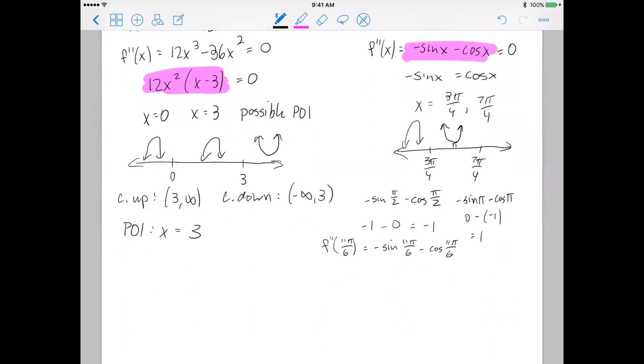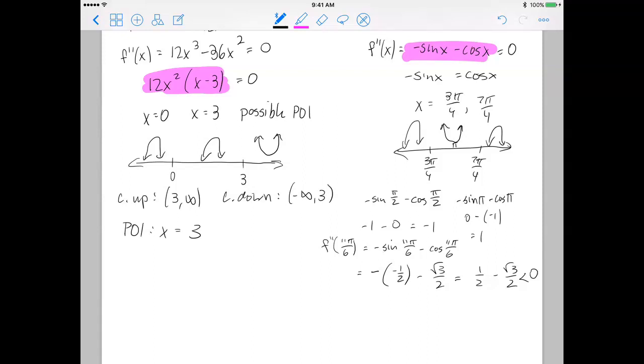Now again, I don't really care about the value necessarily, I just care about the sign. So let's see if we can figure out what this is. This is going to be negative of sine of 11 pi over 6, which is negative 1/2, minus the cosine of 11 pi over 6, which is positive square root of 3 over 2. So what I end up getting here is positive 1/2 minus the square root of 3 over 2. Well, since square root of 3 over 2 is bigger than 1/2, I'm subtracting a bigger number, which means that this is going to be negative. And so in this interval, we are going to be concave down.